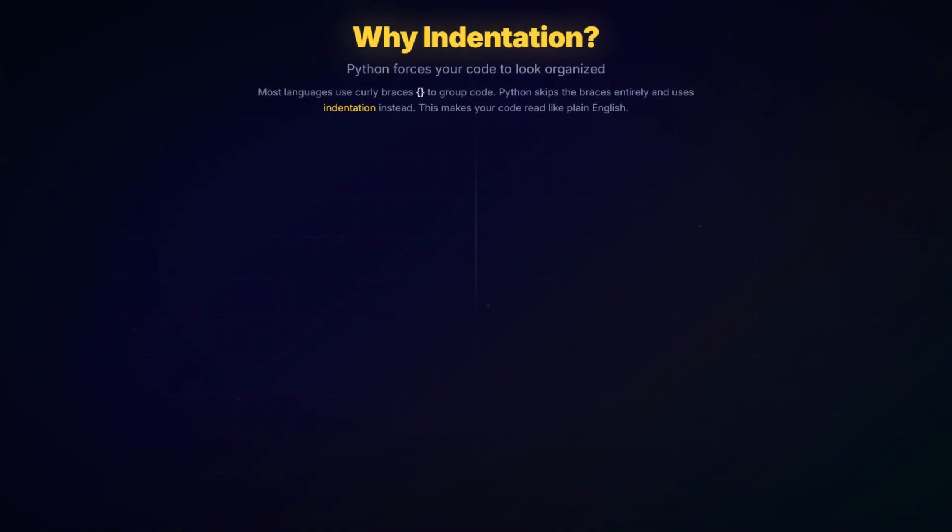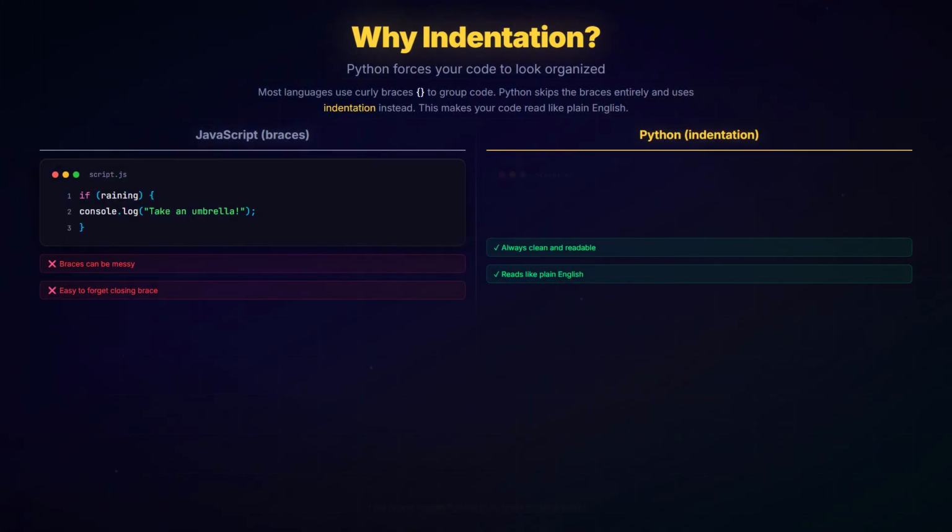Now, you might be wondering, why does Python use indentation instead of something else? Well, most other languages like JavaScript or Java use curly braces to group code together. Look at the comparison on screen. On the left, you see JavaScript with its curly braces. On the right, you see Python with clean indentation.